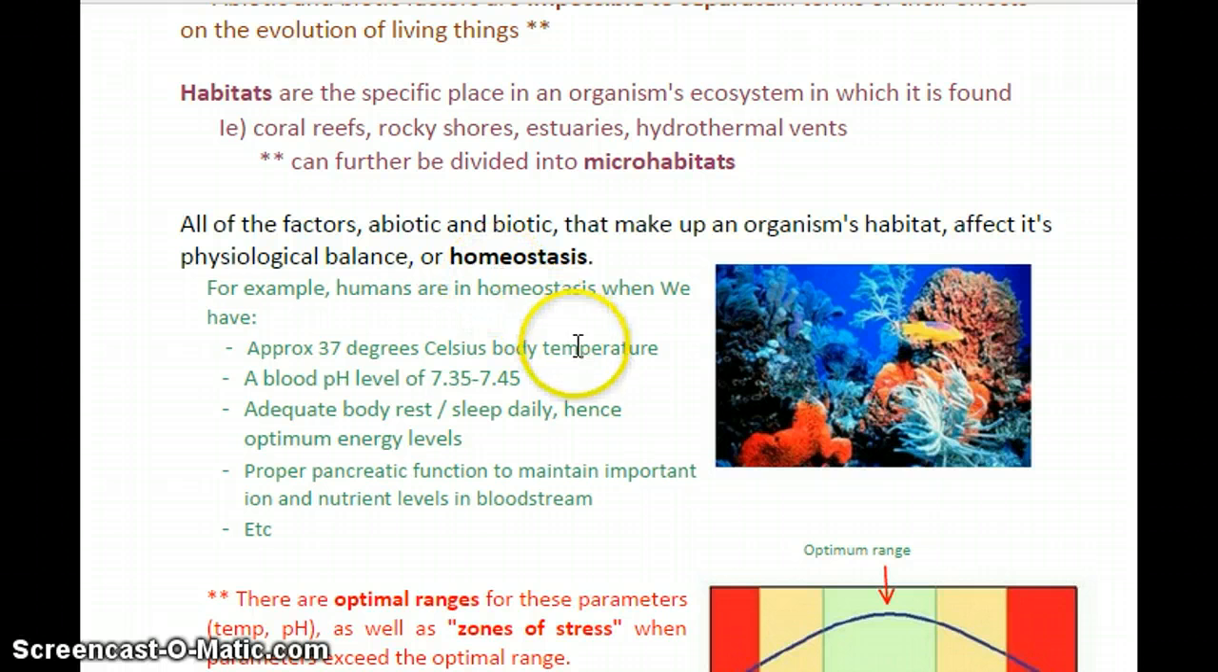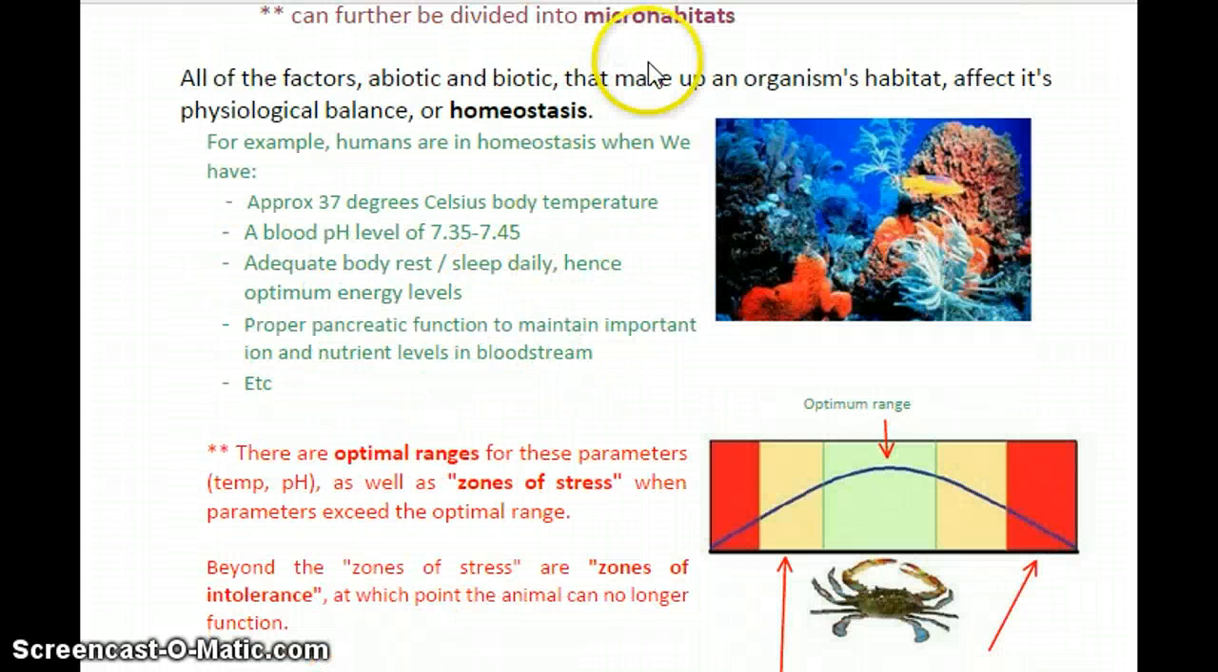All of the factors, when we combine the biotic and the abiotic that make up an organism's habitat, affect its homeostasis. And that's just a term for its physiological balance. So you are in homeostasis, for example, when you have a body temperature of around 37 degrees Celsius, or about 98.6 degrees Fahrenheit, a blood pH level of 7.35 to 7.45, you're rested, and you have proper kidney and pancreatic function. Those are all ways that you are in homeostasis.